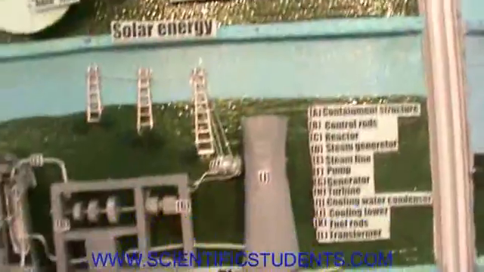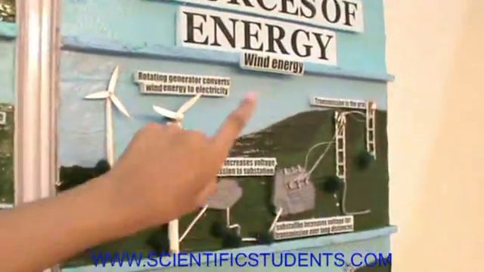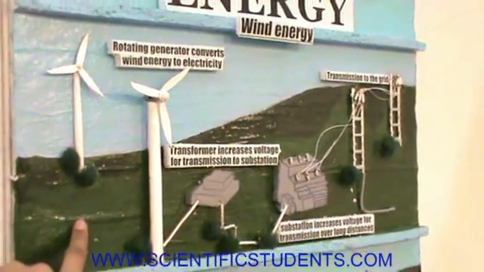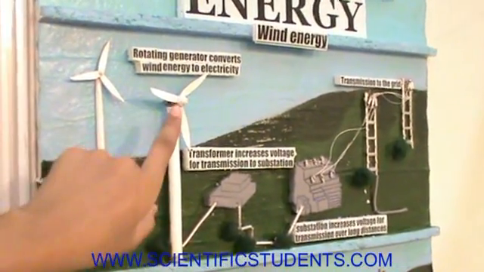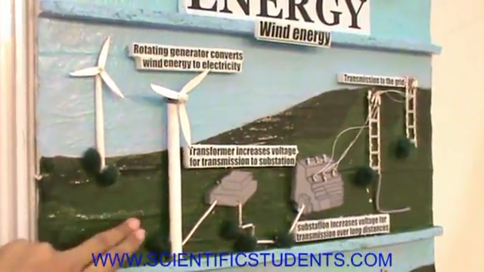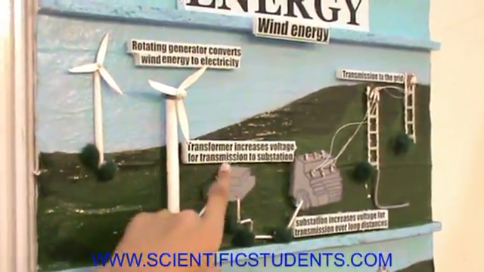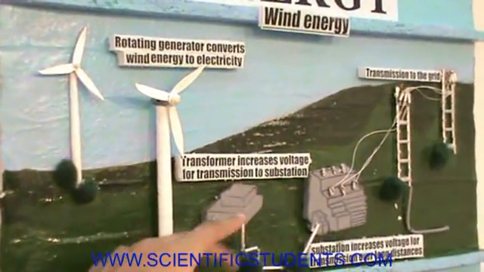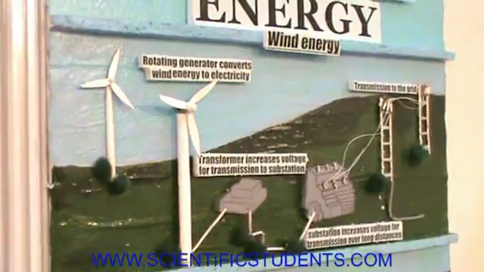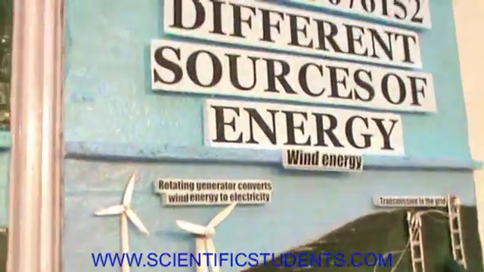And here in wind energy, when the wind blows, this turbine rotates, and it was first invented by Charles Brush. Charles Brush invented the biggest one, enough to make electricity for a home. When it blows, the transformer increases voltage for transmission to the substation, and the substation increases voltage for transmission over long distance. This transmission goes to the grid.